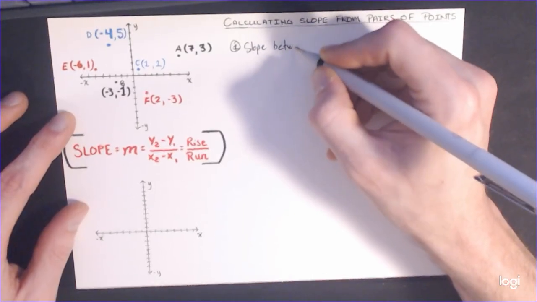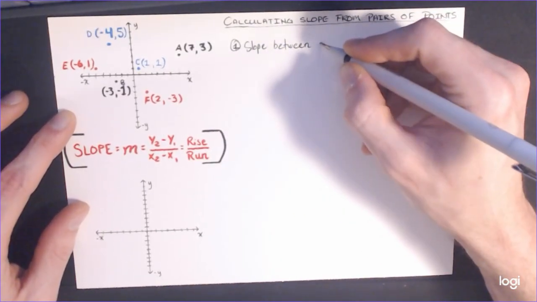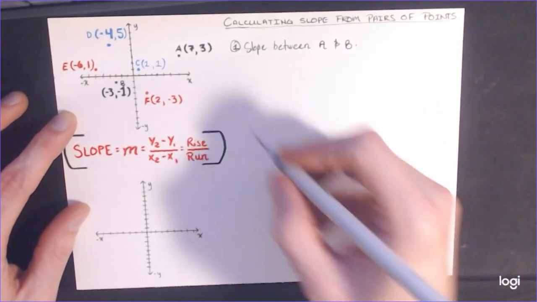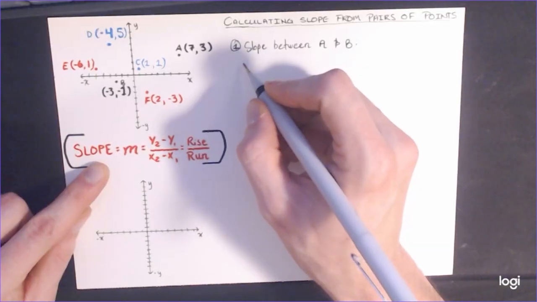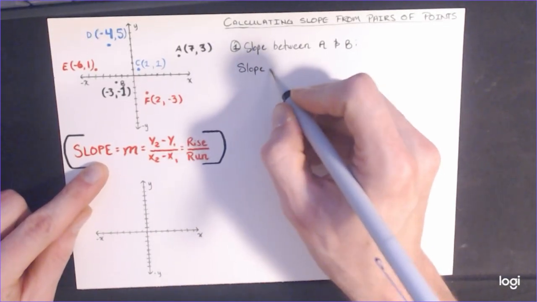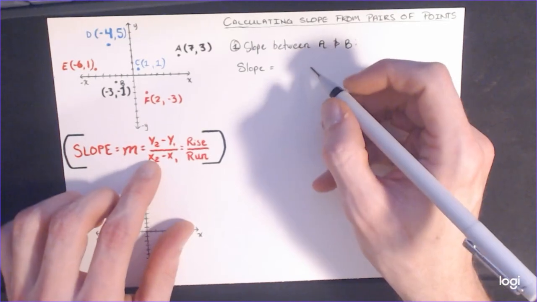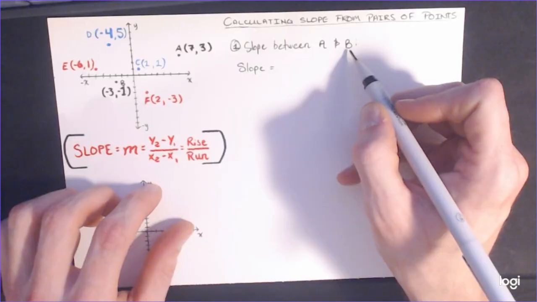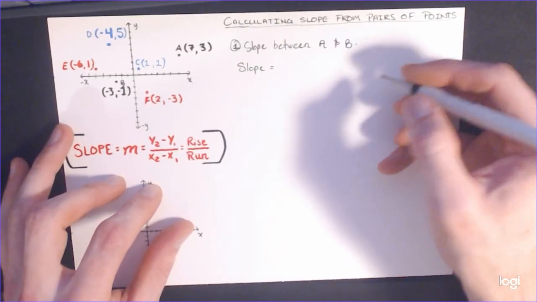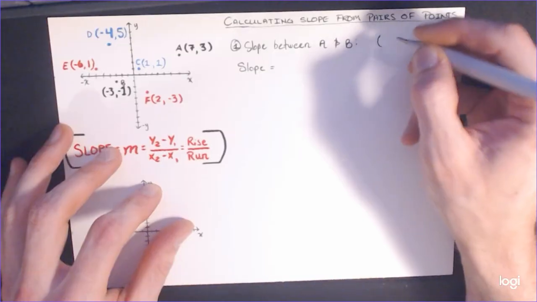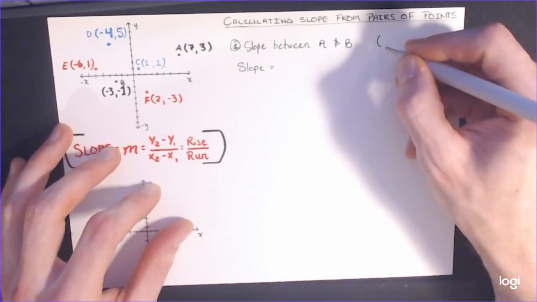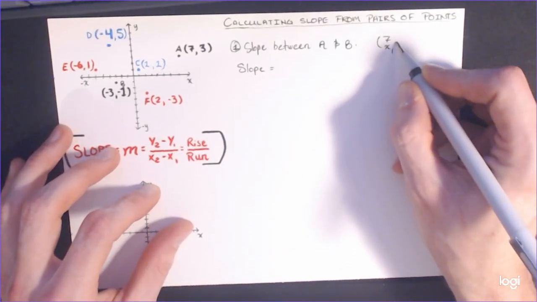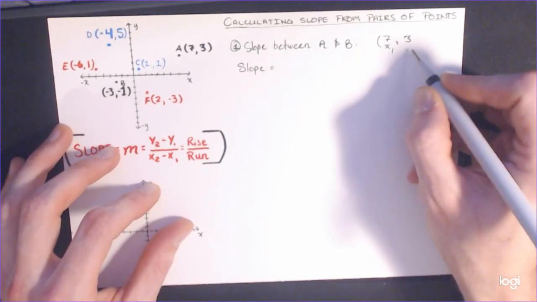between point A and B. So I'm just going to start by writing this for here. We have our slope is equal to, okay, so we're going to call point A point 1 and point B point 2. And if you remember, what that means is that for point A here, this is point 1, the 7 is our x1. And then this 3 here is our y1.